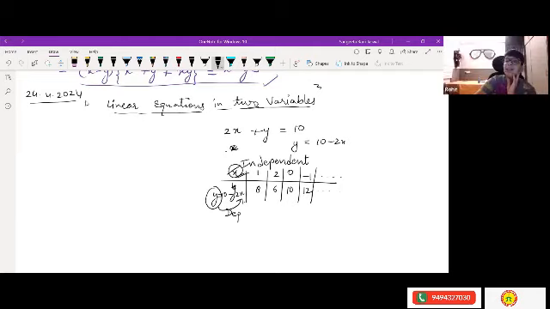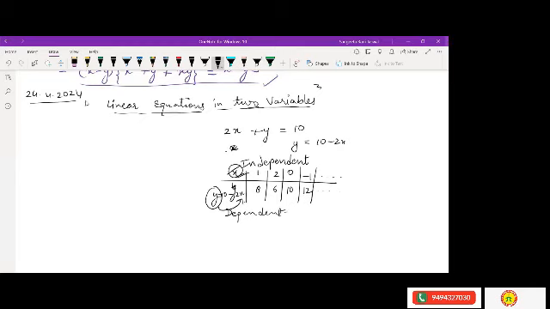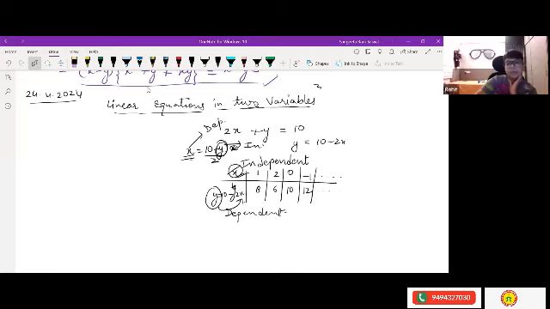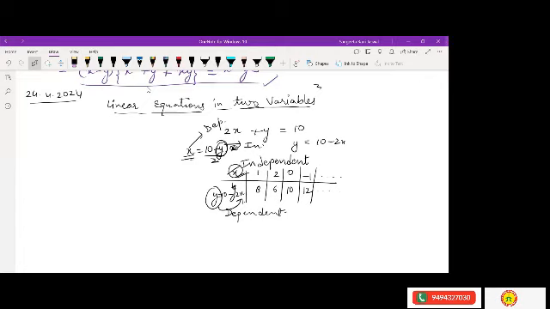Ma'am, can it be the other way around also? Like if we take y as independent and x as dependent? That can also be. It can be the other way around. In that case, you just take x this side, and you get x equals something divided by 2. So for every value of y, you will get some value for x. In this case, y is your independent variable and x is your dependent variable. You got it? Everyone understood this much? Dependent, independent variable.